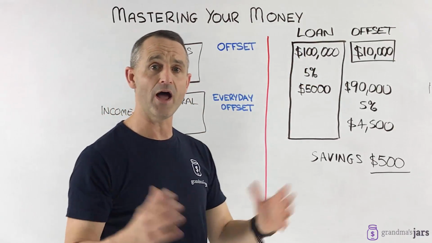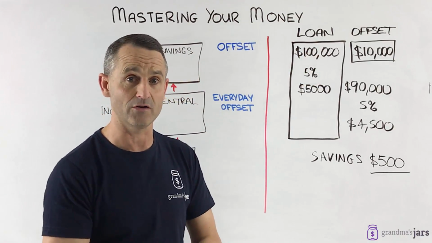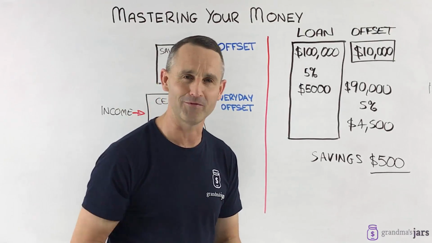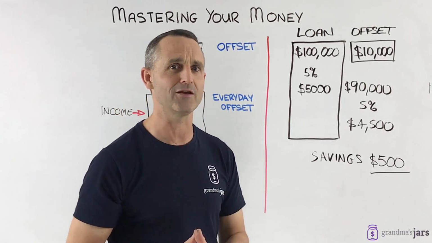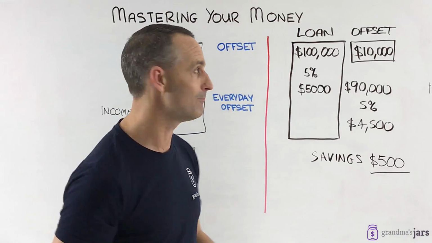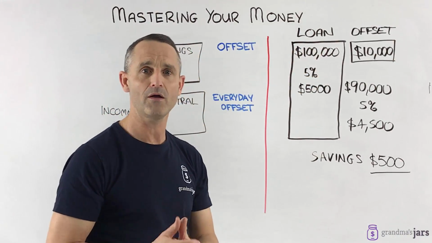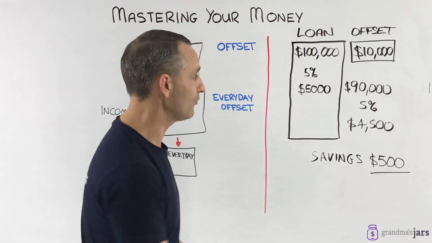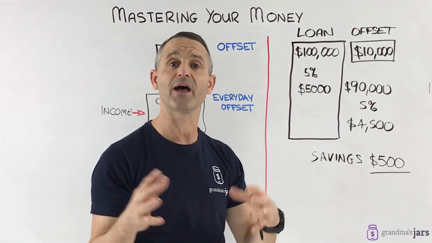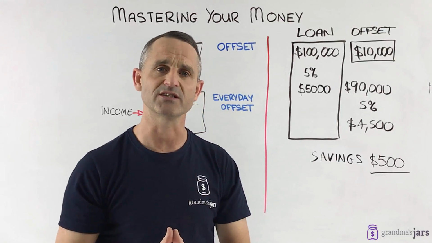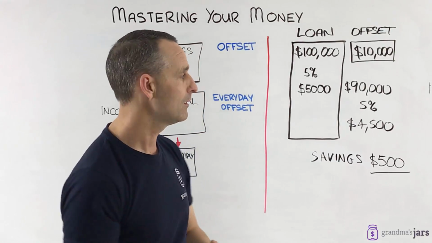Let's just say I have a loan for $100,000, a home loan. Now, I know you're probably thinking, gee, I wish my home loan was only $100,000, but I'm doing this for the maths to make it really easy for me. Let's just say your home loan is $100,000. So at 5% interest, you're paying $5,000 interest per year.